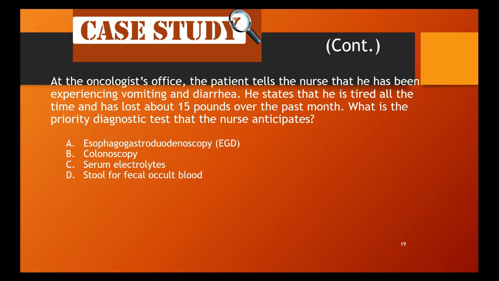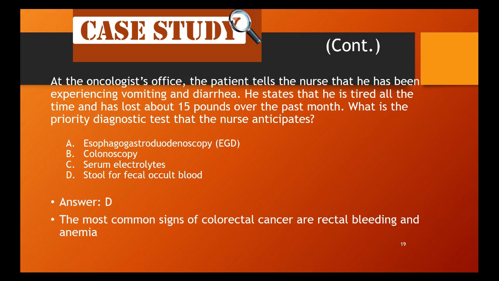Now, obviously, I'm leaning towards something non-invasive first. Let's see what the answer is here. The answer is D, stool for fecal occult blood, and let's see the rationale here. The most common sign of colorectal cancer are rectal bleeding and anemia.